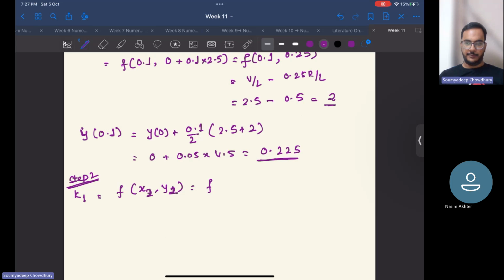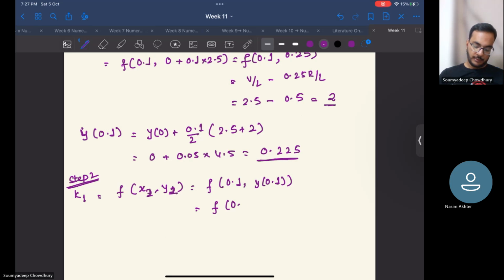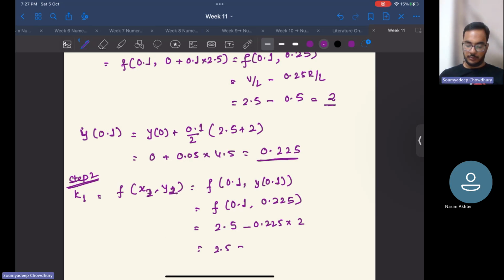The previous one was the first step, so f of x2 comma y2. x2 is 0.1 comma y of 0.1 is 0.225. So it is V by L minus 0.225 into R by L, which comes out to 2.05.